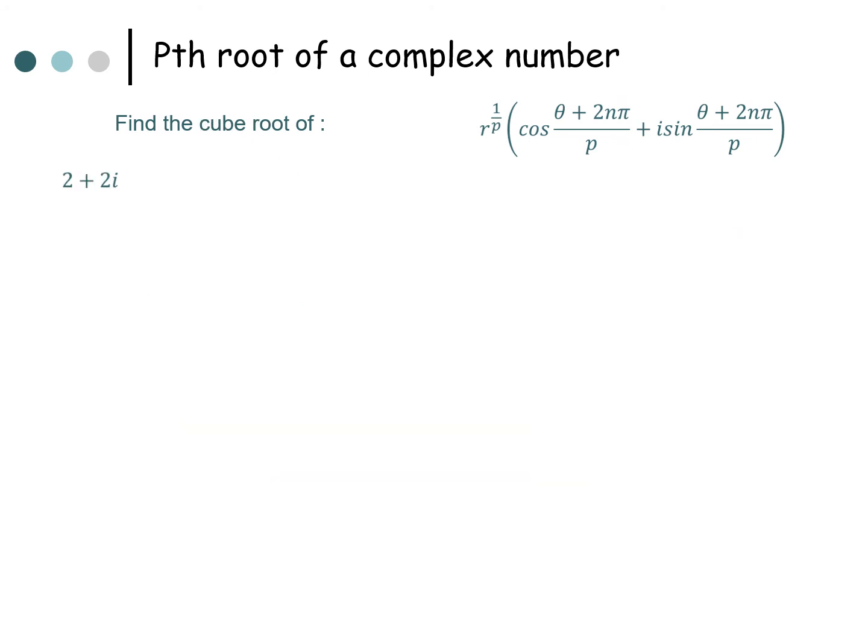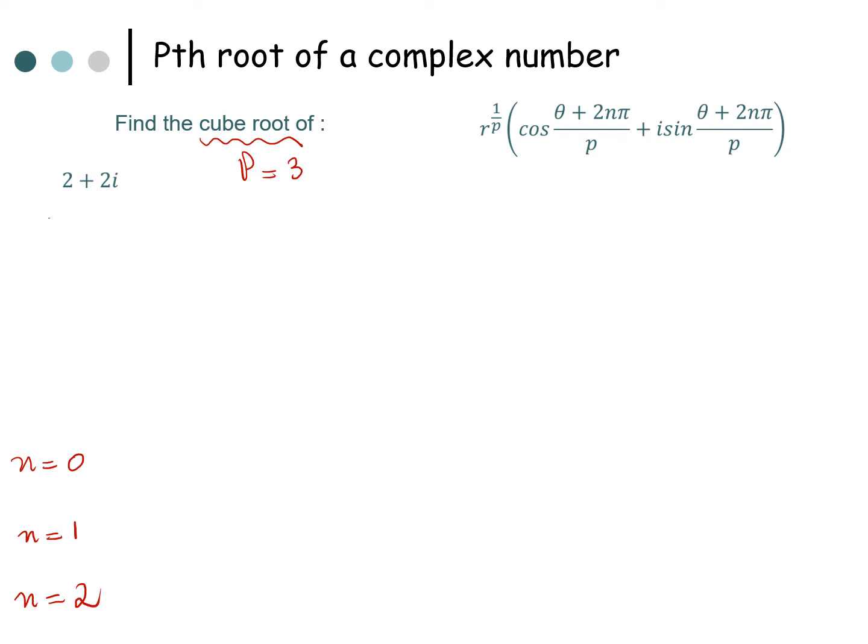Now the last question is 2 plus 2i. You have to find out the cube root. Very simple. What is your p? Cube root, cube means 3. So p is 3. When you have p as 3, you will put n equals 0 one time, n equals 1 one time, and n equals 2 one time.